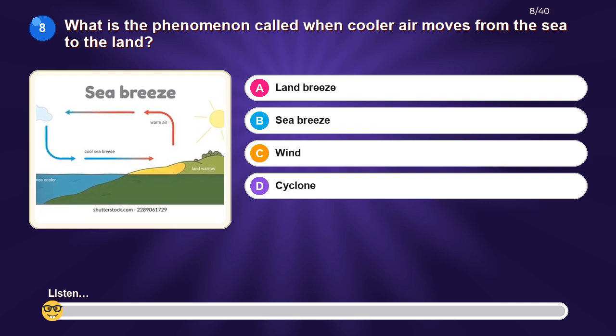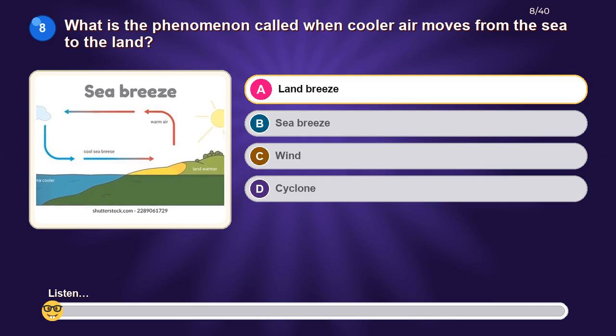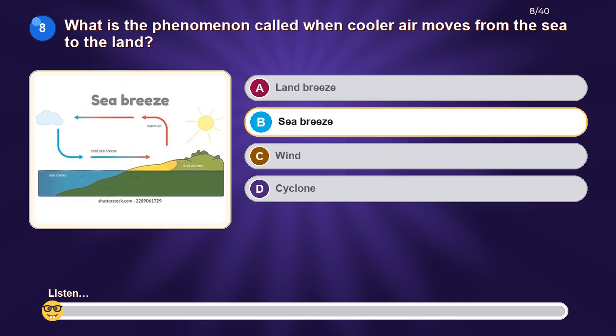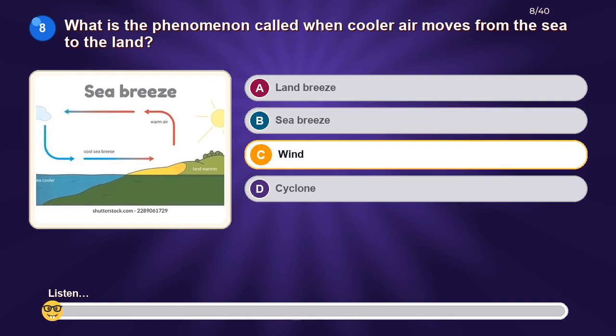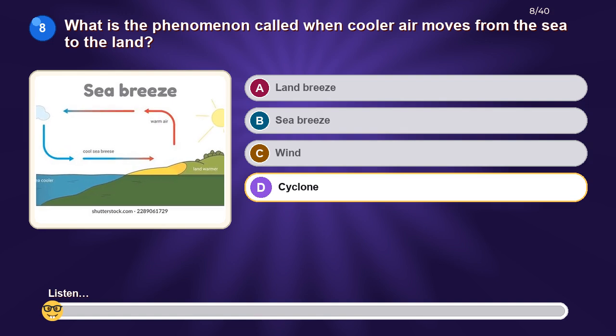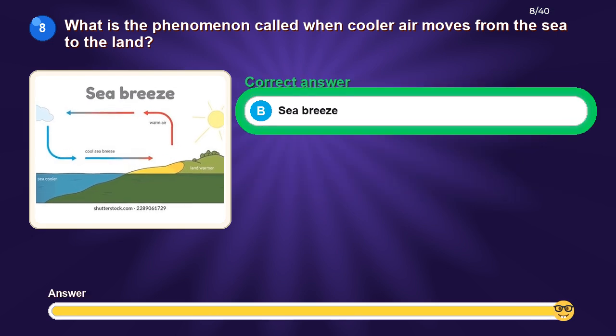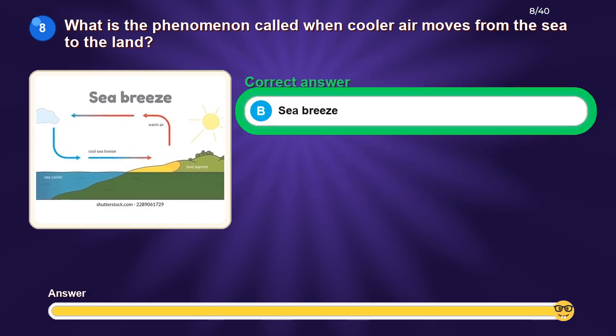What is the phenomenon called when cooler air moves from the sea to the land? Option A, land breeze. Option B, sea breeze. Option C, wind. Option D, cyclone. The correct answer is sea breeze.